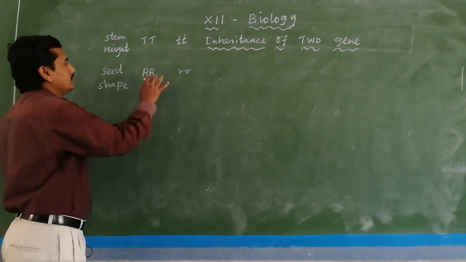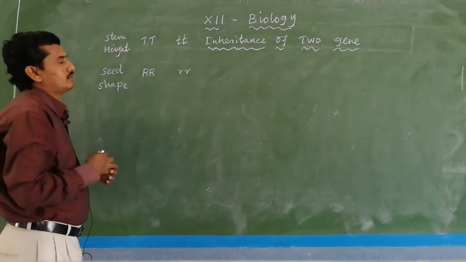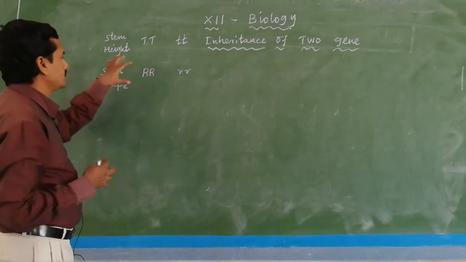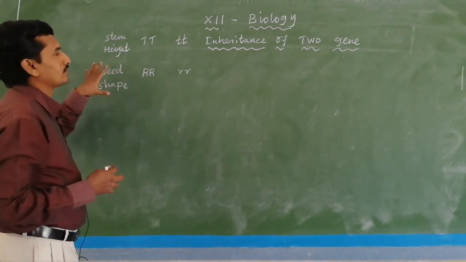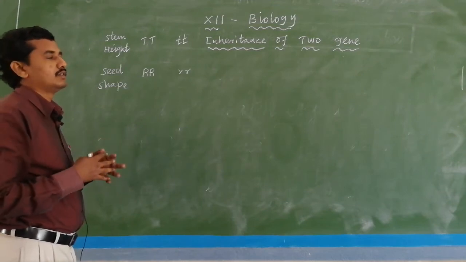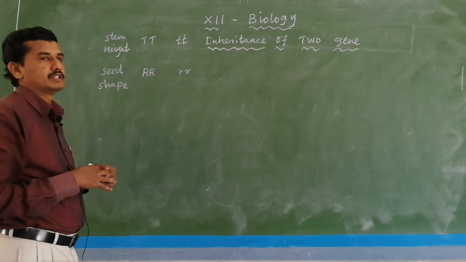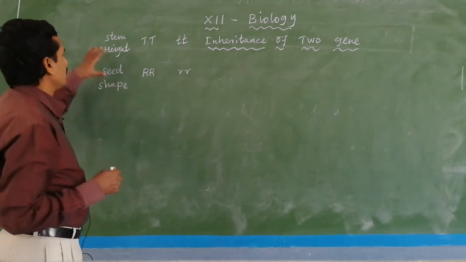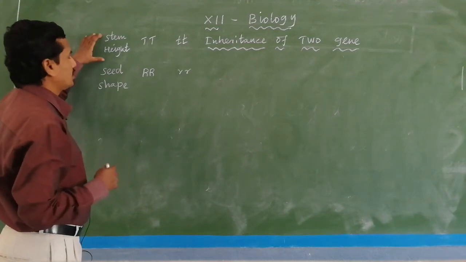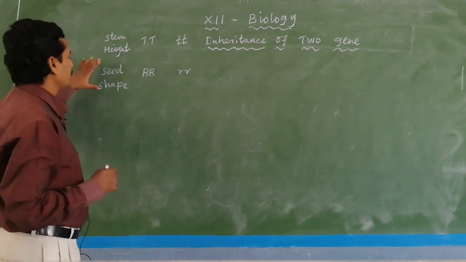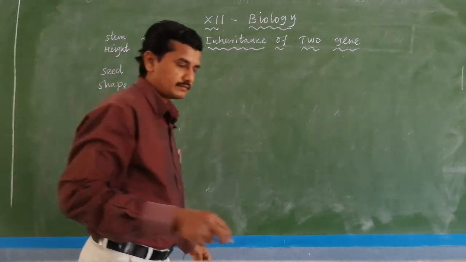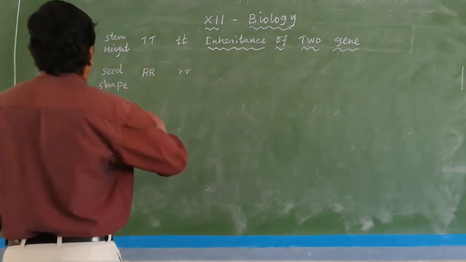So, these characters we are taking for the inheritance of two genes. For example, I will give other examples also. First, with these two characters, how the dihybrid crosses take place, and how the phenotypic and genotypic ratios of the dihybrid cross come out. In this cross, we take two characters. One is stem height of pea plant and another is seed shape. Then the dihybrid cross. Listen.